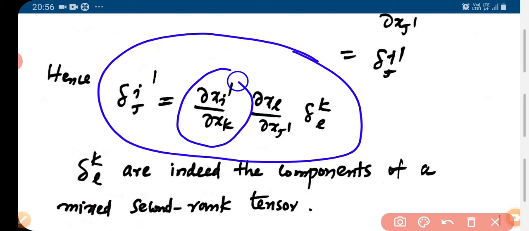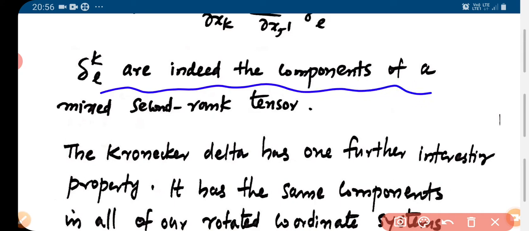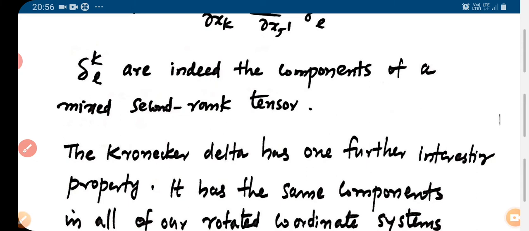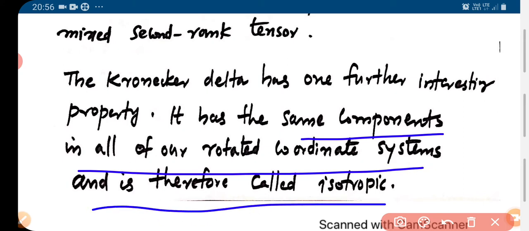You see, here we have ∂xi'/∂xk, here we have ∂xl/∂xj'. So this is a mixed tensor. So δkl is the components of a second rank mixed tensor. These are the components of a mixed second rank tensor. The Kronecker delta has another interesting property. It has the same components in all the coordinate systems.